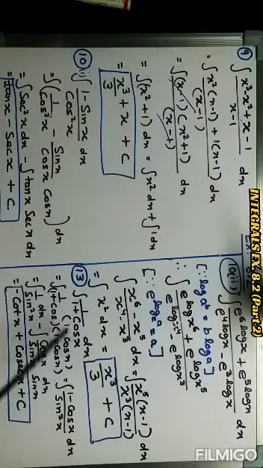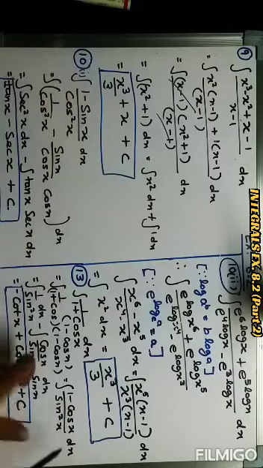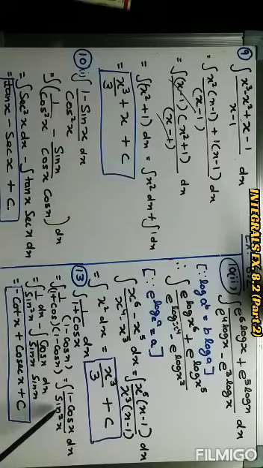So rationalize this value. a plus b into a minus b is a square minus b square, that is 1 square minus cos square x. 1 minus cos square x is sin square x. So like in this question, we have got this value. Take it separately. 1 by sin square x becomes what? Cosec square x. Integration of cosec square x is minus cot x.